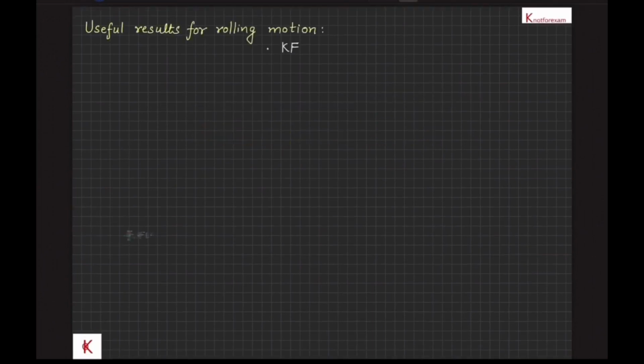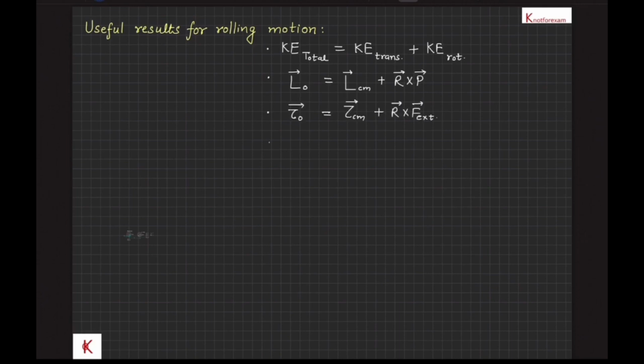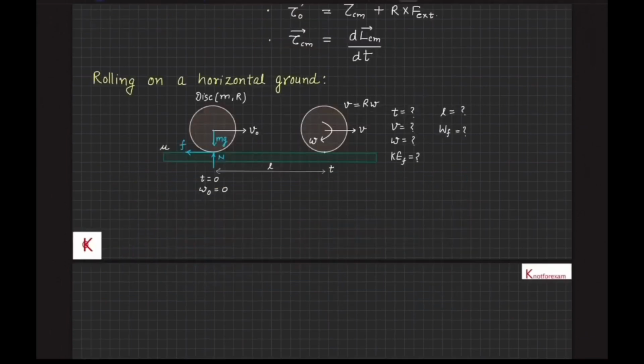Total kinetic energy is equal to translational kinetic energy of center of mass plus pure rotational kinetic energy with respect to center of mass axis, and net angular momentum of a system of particles about a point is equal to angular momentum with respect to center of mass plus angular momentum of center of mass with respect to point O. Net torque on a system of particles about point O is equal to net torque with respect to center of mass plus torque acting on center of mass with respect to point O. Net torque about center of mass is equal to rate of change of net angular momentum with respect to center of mass. Now let's take a look at the following example of rolling on a horizontal ground.